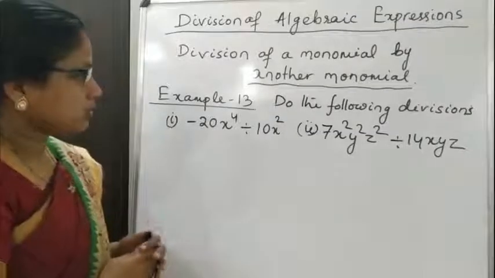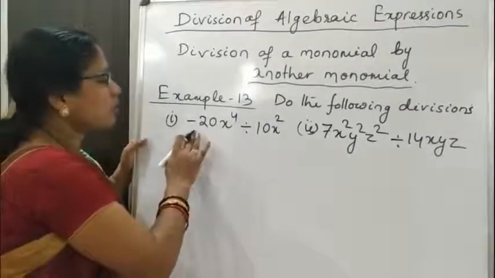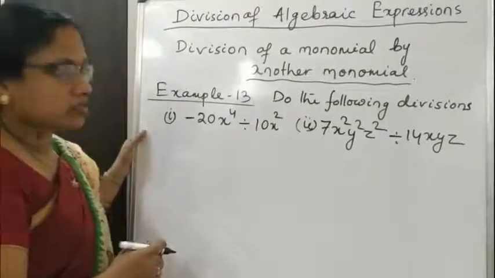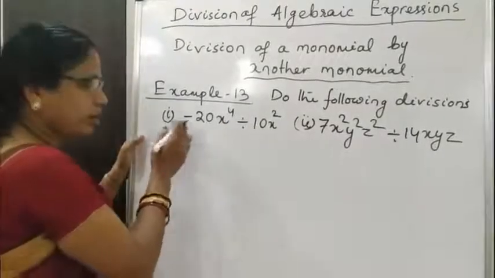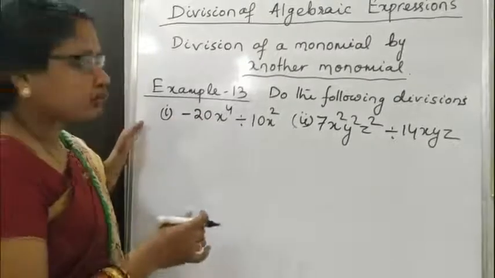So let us solve this example. Do the following divisions. First one is minus 20x to the power 4 divided by 10x square. So we have to factorize each monomial into irreducible form.